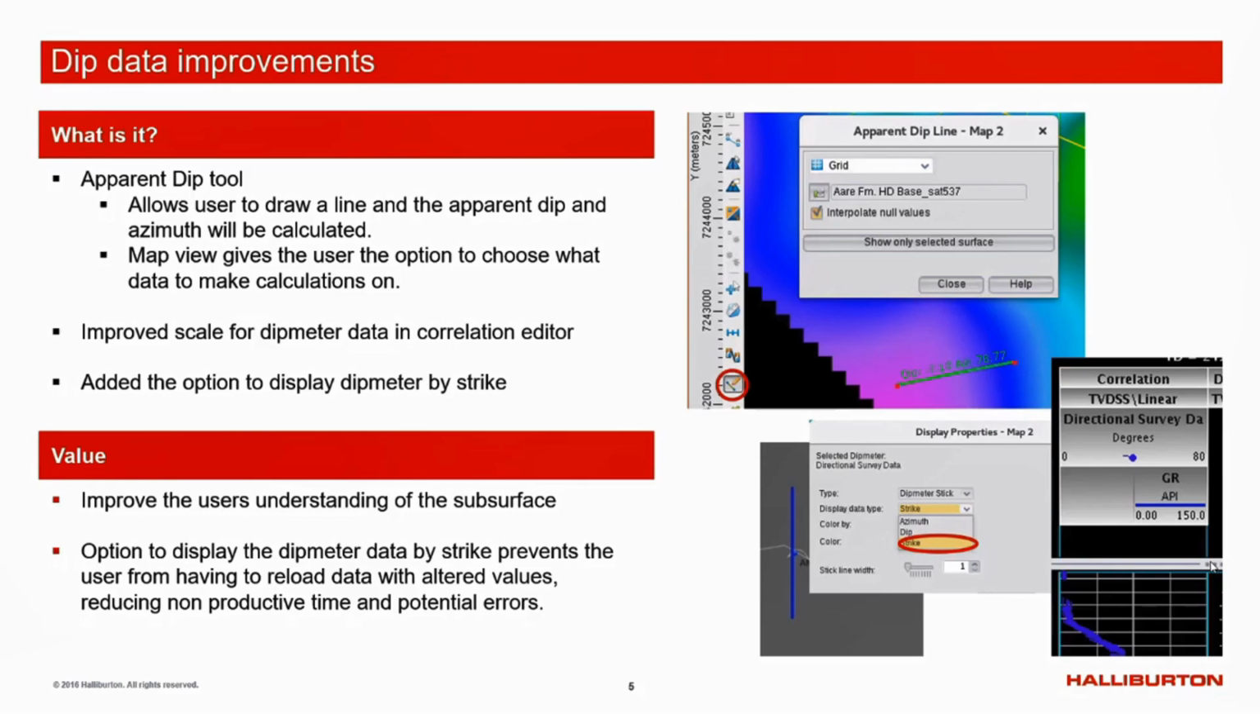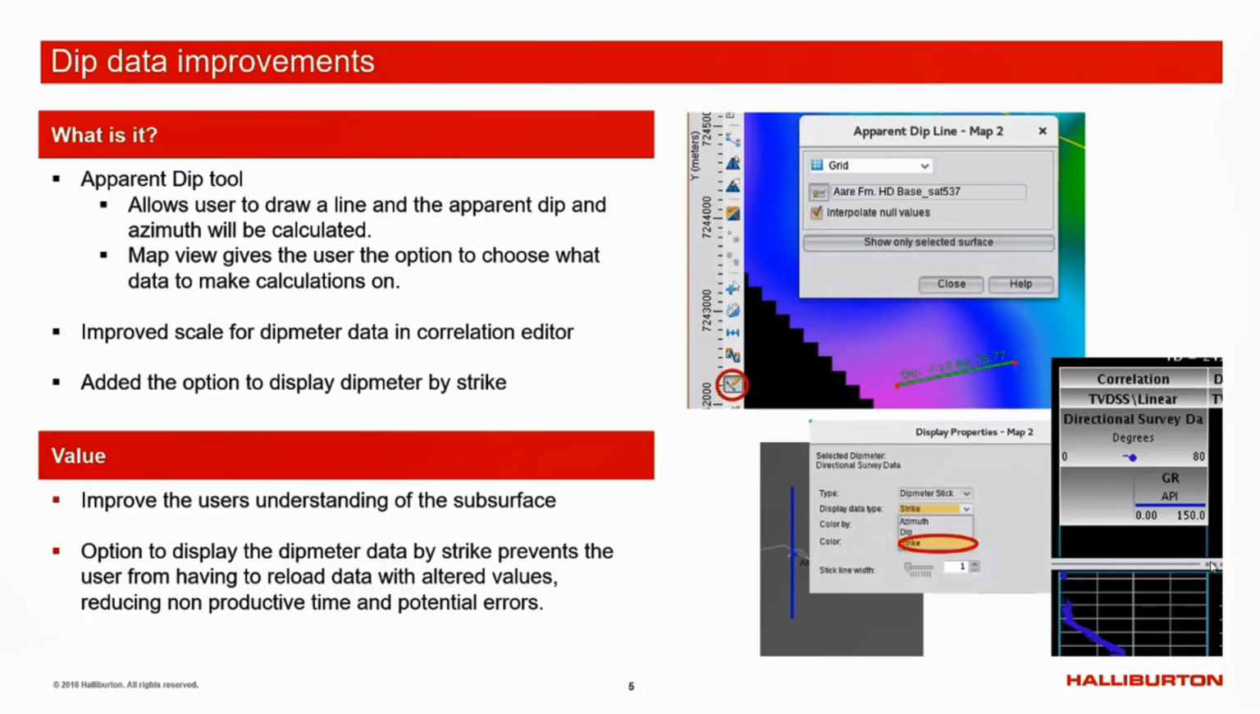You can draw a line between 2 points and this will automatically calculate your dip value and the azimuth that your line is portraying. In the map view, you also have the option to choose what data you're making the calculation on. So this is between the grid, the framework surface and the horizon. If you have multiple different things displaying in map view, you can click on the option to show only the selected surface to see what surface you are calculating the dip data on.